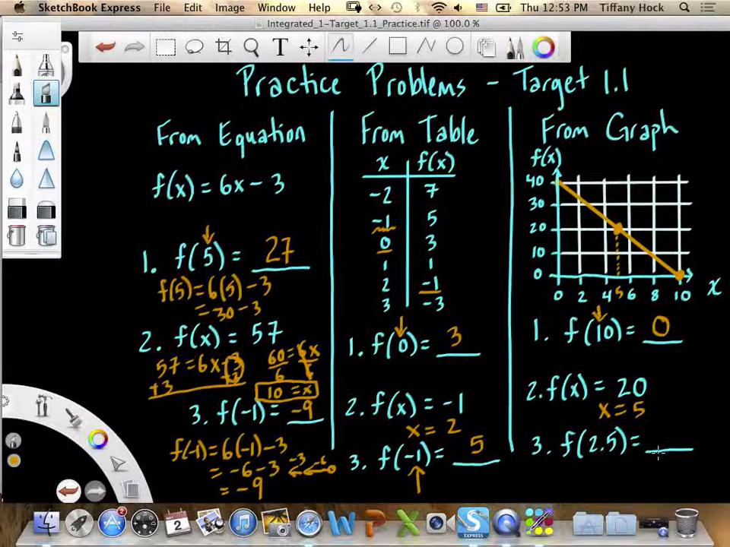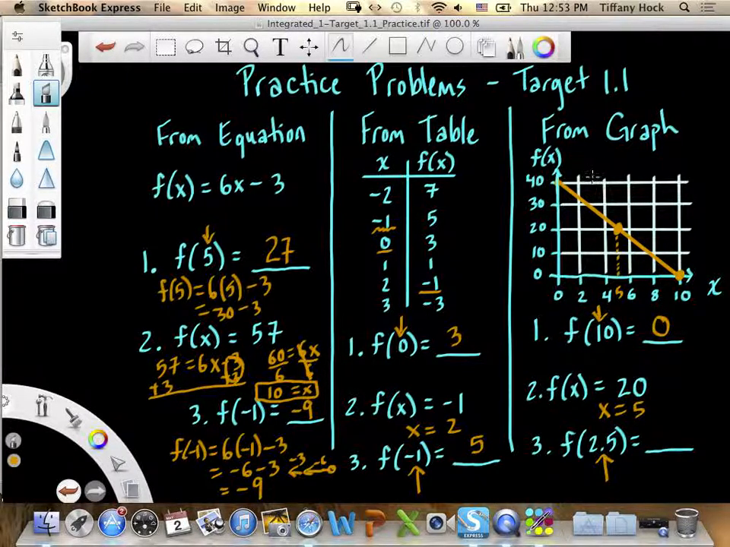Okay, now this one's a little tricky, and it's especially hard to see on this graph. So if you didn't get this one correct, as long as you were close, I would accept it because my graph is not perfectly straight here. So f of 2.5. Now keep in mind, my scale is going up by 2 on my axis. So this number inside the parentheses is my input, which is my x value.